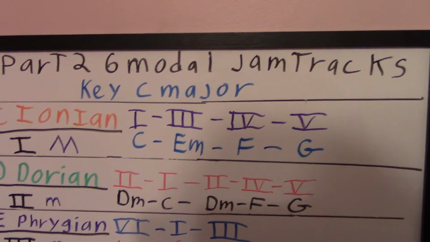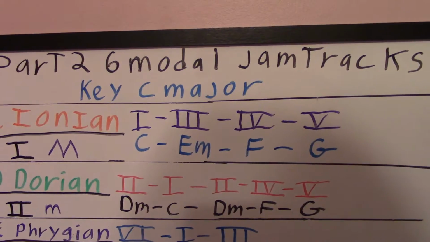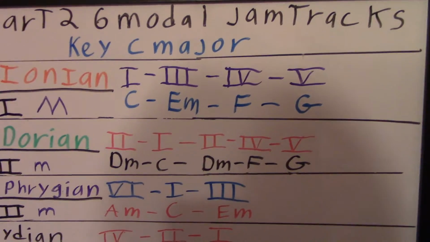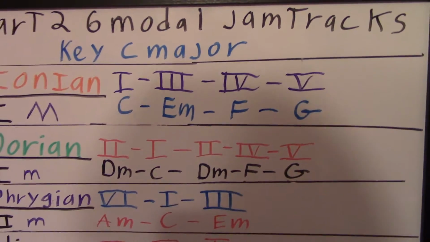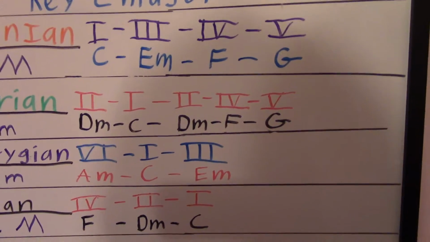Hey friends, I'm going to show you part 2 of the 7 modes of the C major scale. Now in this video we're going to be doing the modal jam tracks, the 6 modal jam tracks. It's going to be all the modes in C major except B diminished because it'll sound bad.